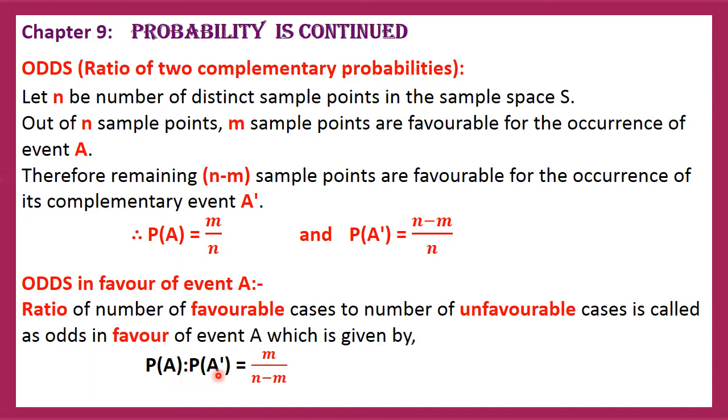That is the ratio of favorable cases to the number of non-favorable cases or unfavorable cases. That is equal to m divided by n minus m. That is, P of A we have m upon n, and P of A dash is n minus m upon n. Then when you divide these two fractions, you will get m upon n minus m.